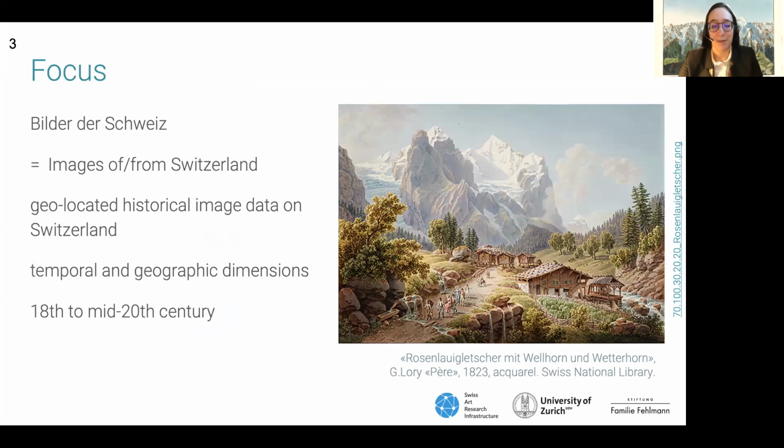The focus of our project are Bilder der Schweiz, images of, from, or about Switzerland. Specifically, the objects we work with are prints, drawings, and later also photos created between the 18th and mid-20th century that contain temporal and geographic dimensions, which means that they show how Switzerland and its depiction changed over time.